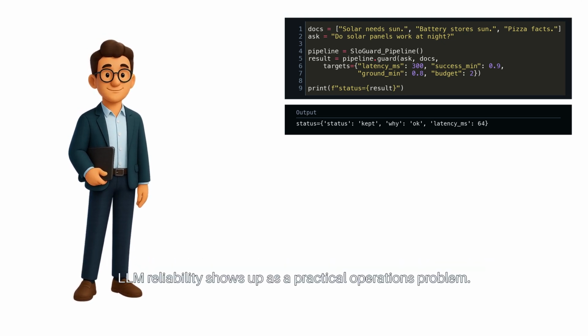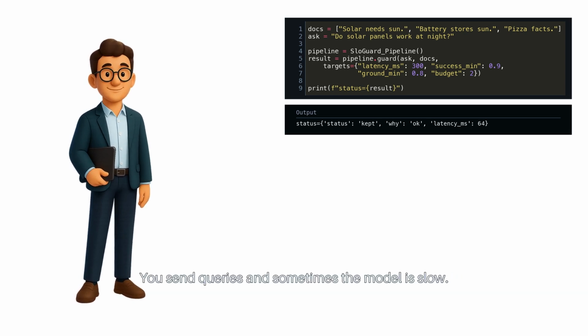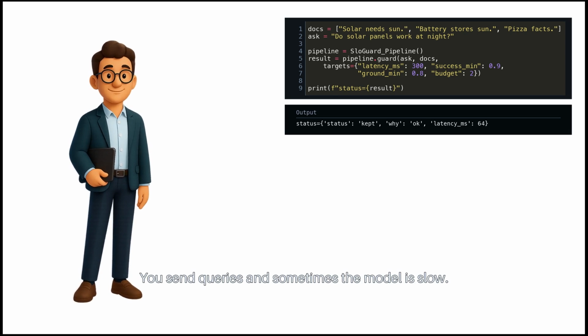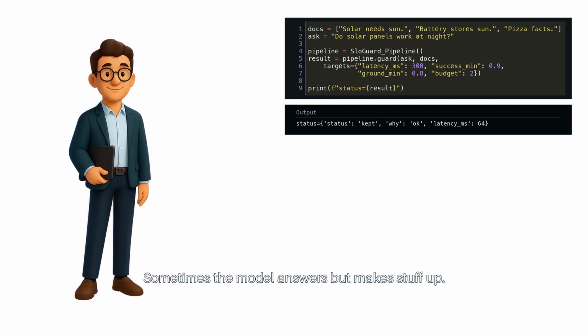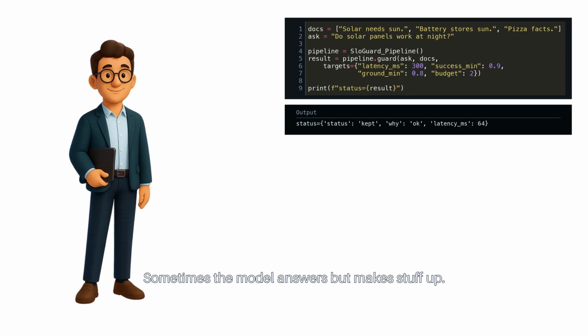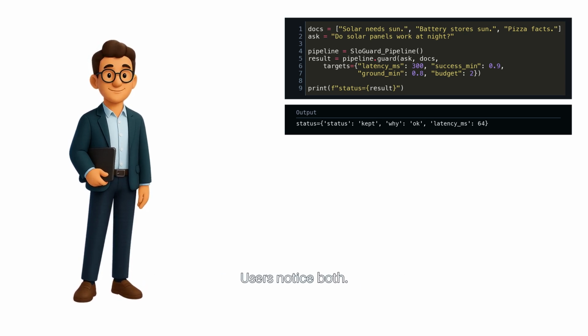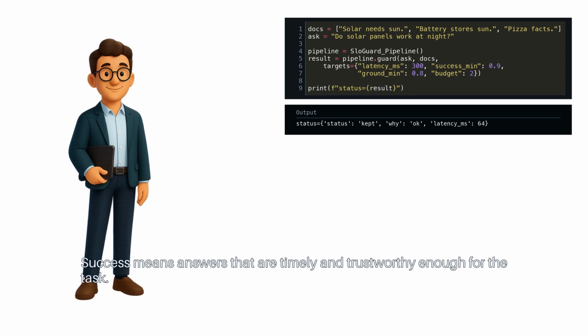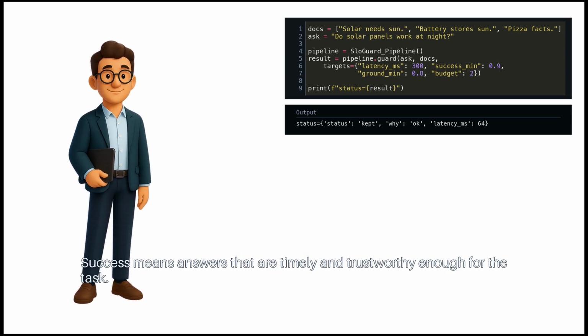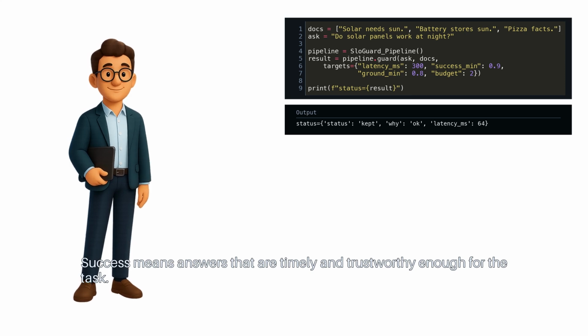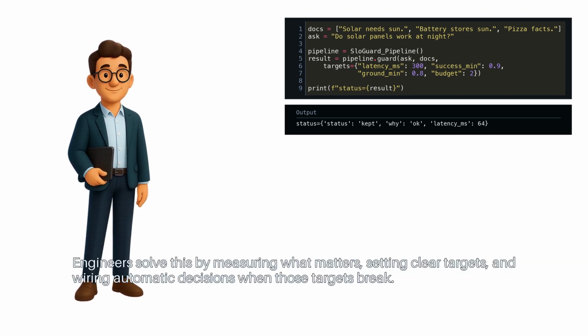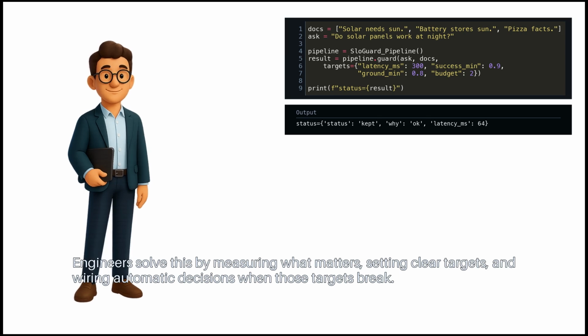LLM reliability shows up as a practical operations problem. You send queries, and sometimes the model is slow. Sometimes the model answers, but makes stuff up. Users notice both. Success means answers that are timely and trustworthy enough for the task. Engineers solve this by measuring what matters, setting clear targets, and wiring automatic decisions when those targets break.